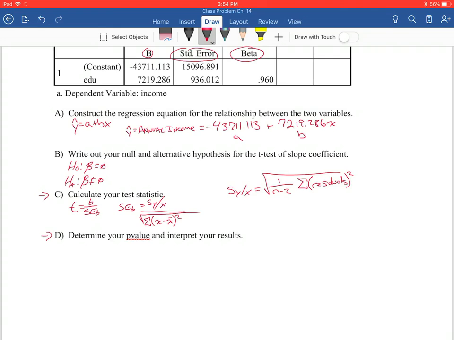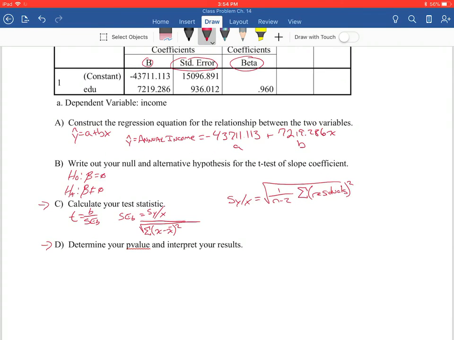Now, you can calculate all this by hand, of course, but this is where we have computers, and computers are amazing to help us with solving this stuff. And as you can see, it tells us what our standard error is up here. So the standard error of B is given to us right there, and we know our B value is here. So this chart tells us what we need, but these are the formulas and how they actually calculate them. So when you want B over standard error of B, you're going to just take your 7,219.286 divided by 936.012, and that's going to give you a 7.713 t-stat.